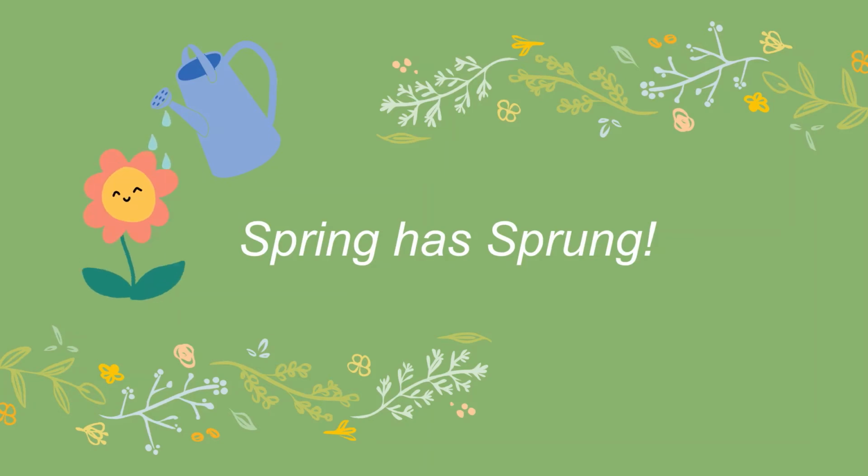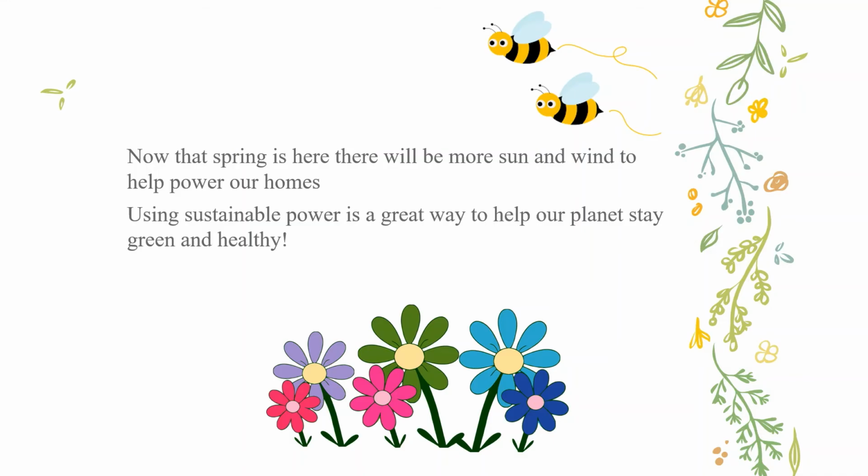Spring has sprung. Now that spring is here, there will be more sun and wind to help power our homes. Using sustainable power is a great way to help our planet stay green and healthy. So on your circuit, to make it spring themed, you can draw flowers on your aluminum foil wires or decorate it with anything you'd like.